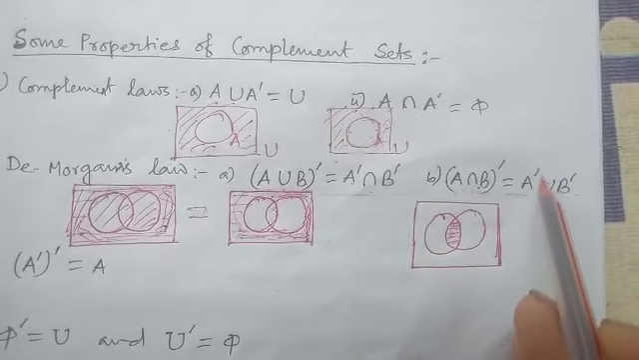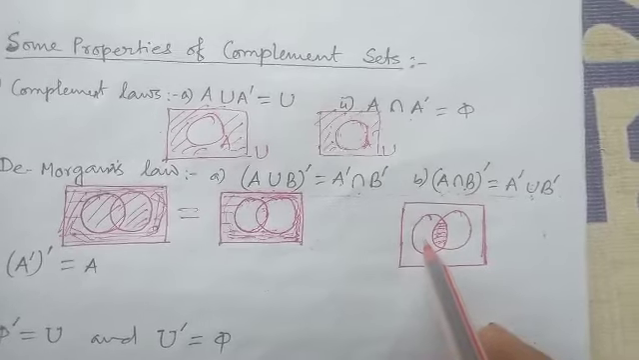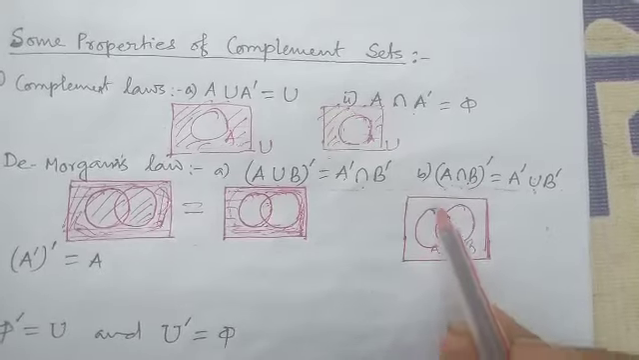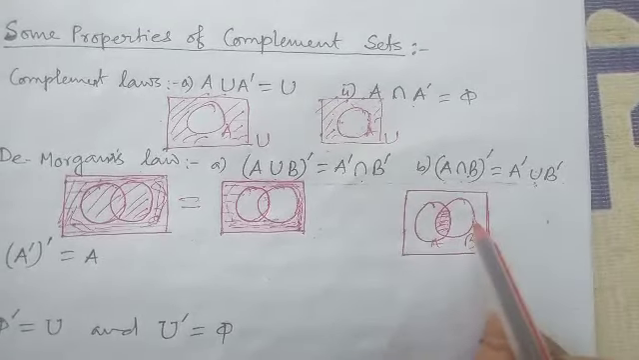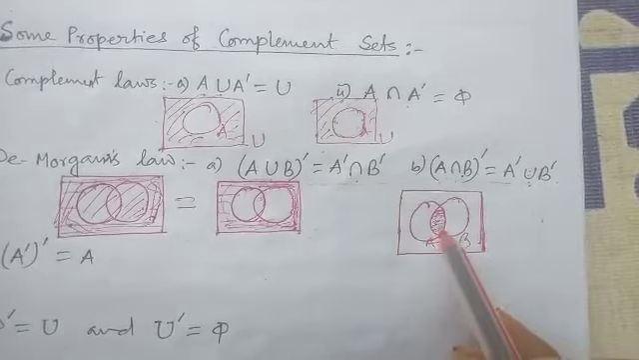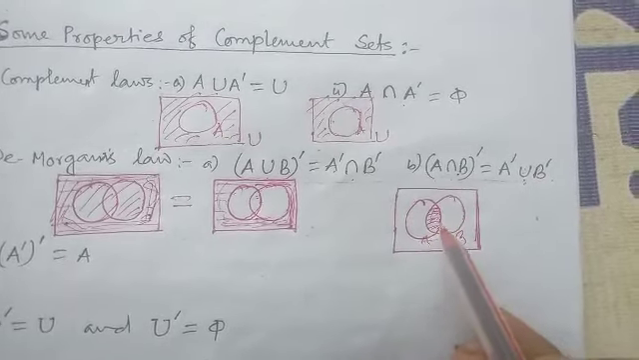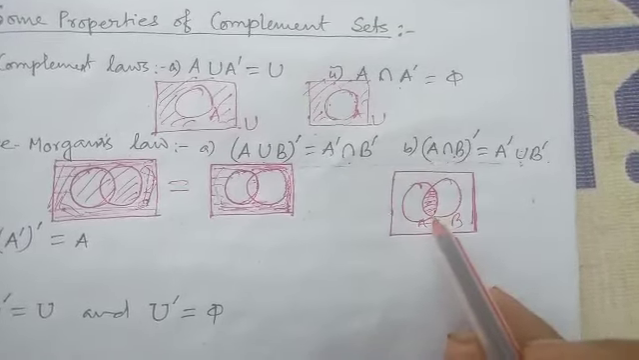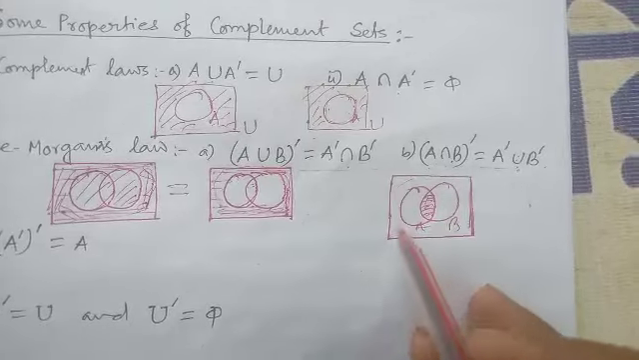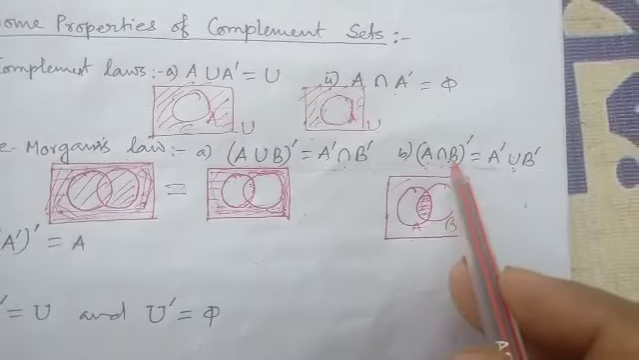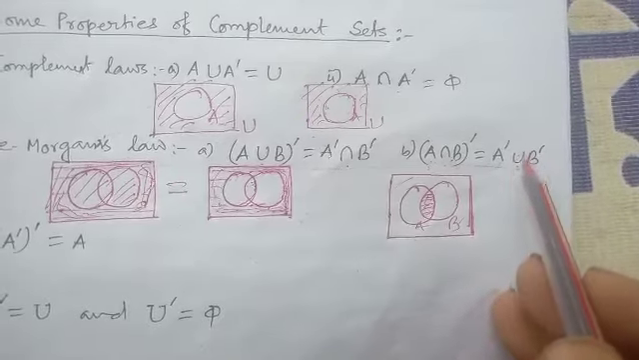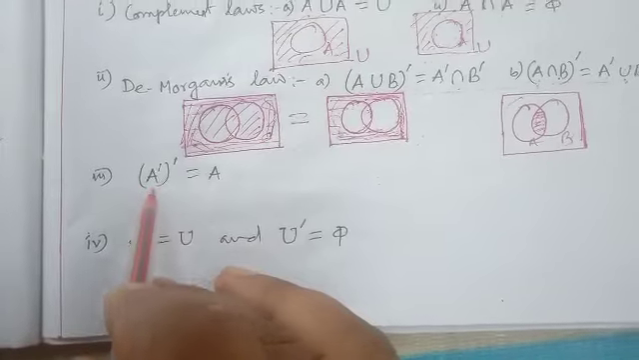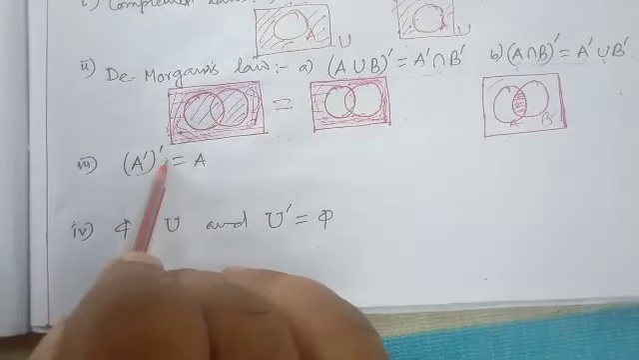And for the second one, A complement means except A, and B complement means except B, and their union is equal to which portion? Obviously this white portion. That means this white portion is your A intersection B whole complement or A complement union B complement, both are the same.